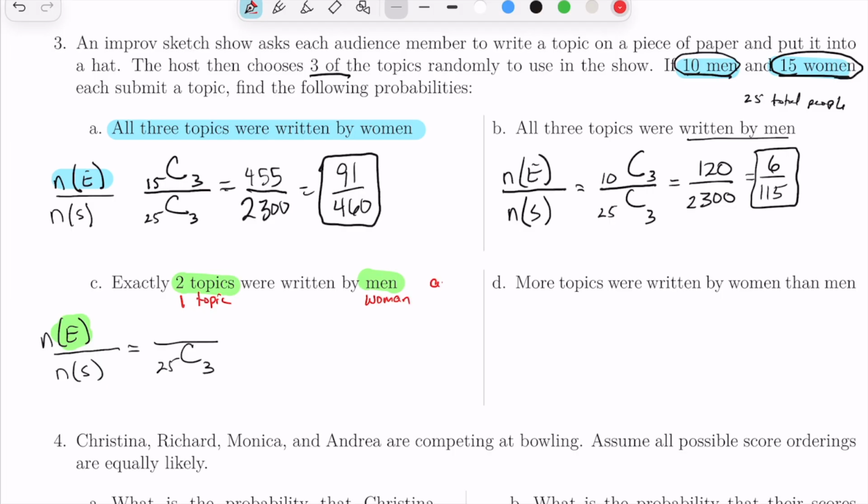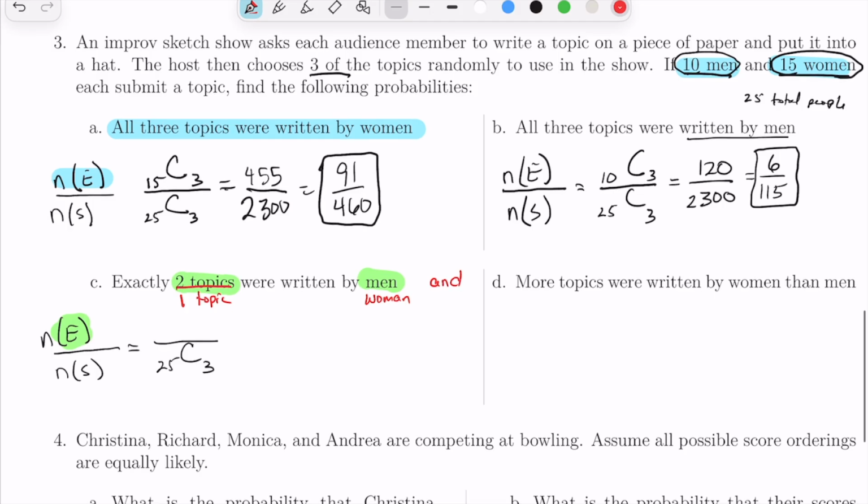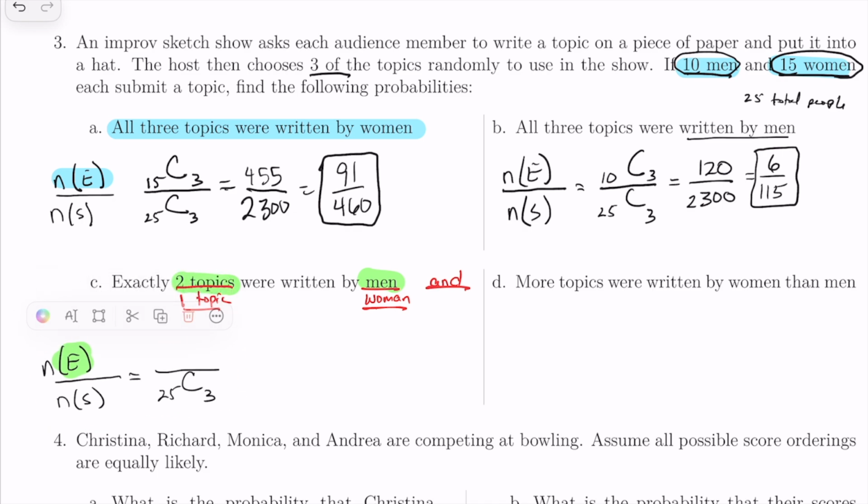And this is like an and. We say we want 2 topics chosen by men and 1 topic chosen by a woman. Remember, when we do and, that's our multiplication. So we'll look at our men first, and we'll say that we have 10 men to choose from, and we're going to choose exactly 2 of them.